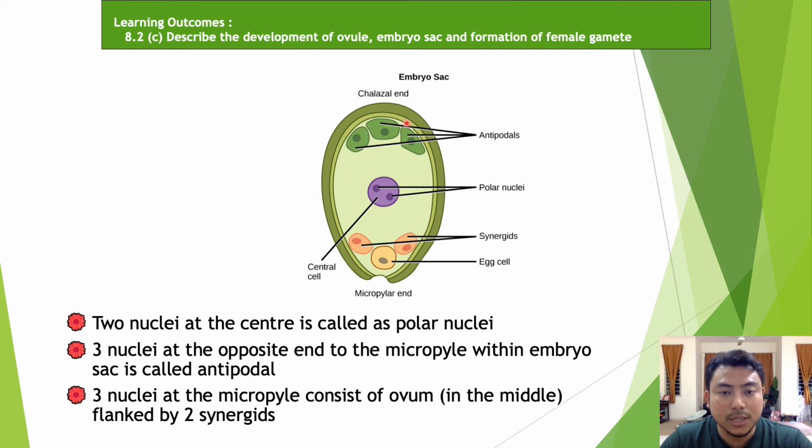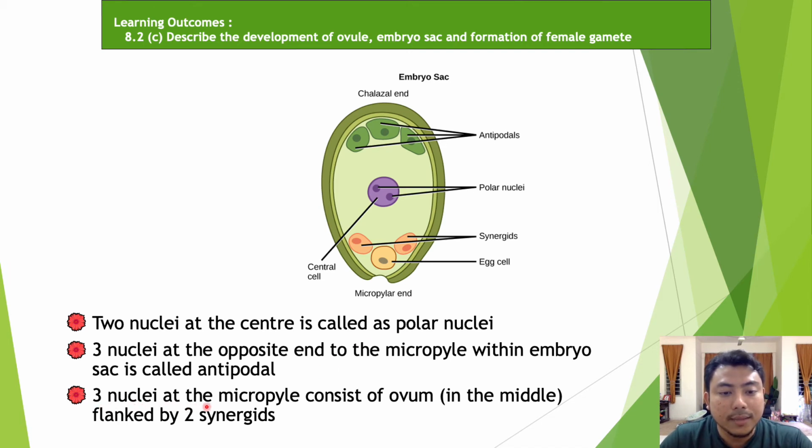So these are the 3 antipodals, because it is stated that they are at the opposite end to the micropyle. So this is the micropyle end. Within the embryo sac, there is one opening. Main dekat embryo sac ni ada macam pintu, macam tempat yang terbuka. This is what we call the micropyle, and this is why it is called the micropylar end.